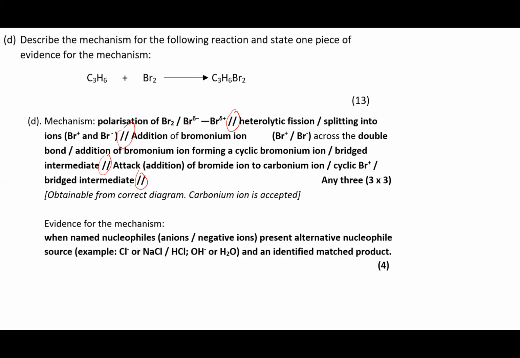All right, and the evidence for the mechanism then: when named nucleophiles are present, an alternative nucleophile source. So if you add a Cl- ion, it'll add a chlorine instead of one of the bromines, or an OH- ion from water instead of one of the bromines. Again, if you're unsure, send me an email, or your textbook will give clear options there for that. Okay, so that is question 8.